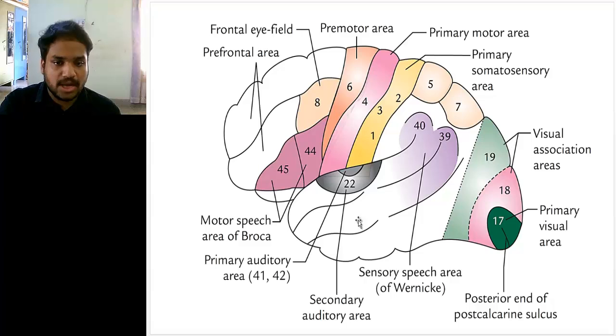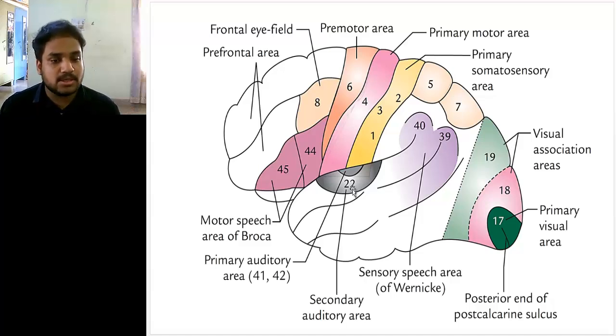So what will happen if there is a lesion in the secondary auditory area? There will be auditory agnosia, right? Auditory agnosia is the inability to recognize the meaning of the sound despite having normal hearing. So this can either involve language, that is hearing words but not knowing what they mean. That is pure word deafness, right? You are hearing some words but you are not able to understand them. Hearing is normal, but you are not able to recognize it, right? So that is pure word deafness.